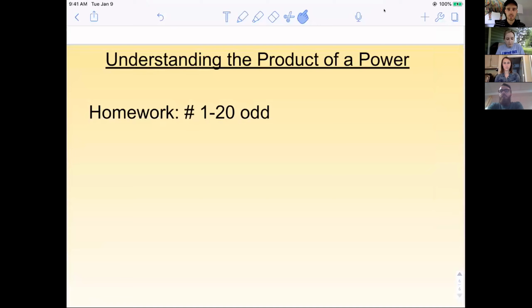So all I have for you guys is that your homework is going to be numbers 1 through 20 odd, and I want to leave you with one final question to help you guys out. So how do we solve a problem with the product of powers? What are the steps that need to be in place for this to happen? Meredith. First, you check to see if they have the same base. Correct. And then if they have the same base, you know that you can add the exponents. Very good.